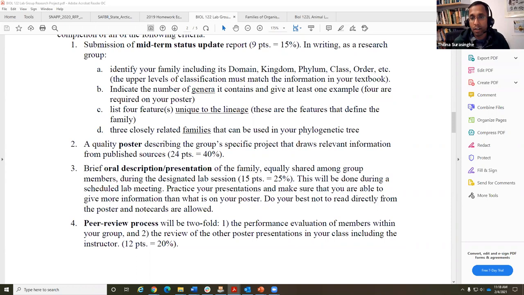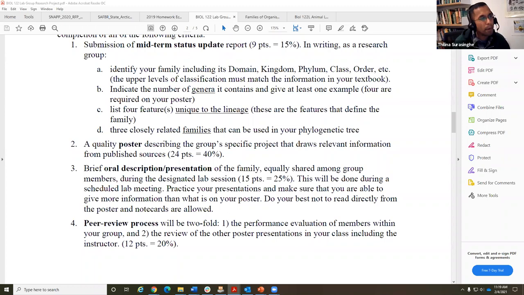I will grade according to your effort, but I also want to make sure that you are doing everything correctly over here. For example, I find the biggest mistake students make is listing four features. Rather than listing unique features, I find students listing features common to other groups, right? Other families, or features far too unique to a single member of that family, not characterizing the entire family. Those are the basic common mistakes I keep finding.